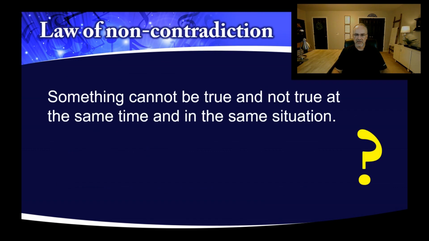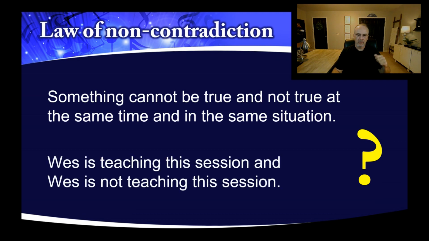The law of non-contradiction is a logical principle. It says this: something cannot be true and not true at the same time and in the same situation. Let me give you an example of a logical principle, a logical truth. This statement cannot be true: Wes Moore is sitting here teaching this session, and Wes Moore is not teaching this session. You see, those are contradictions. They both cannot be true. This is an example of how logic will help us.